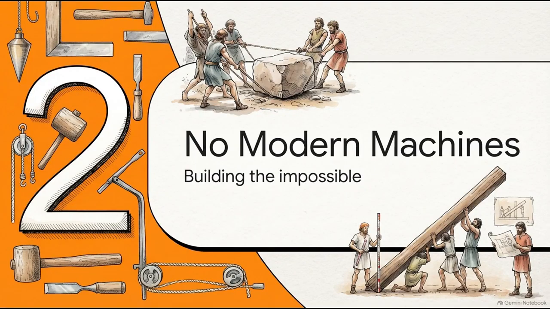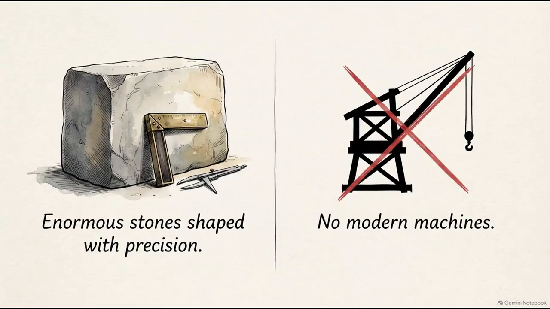Next up is Section 2, No Modern Machines and Building the Impossible. This brings us to the historical reconstruction phase. Now, what's really interesting here is how the creator masterfully uses juxtaposition. To help the viewer visualize the past, the script asks them to imagine the world hundreds of years ago.